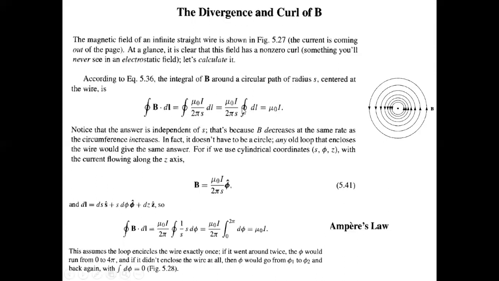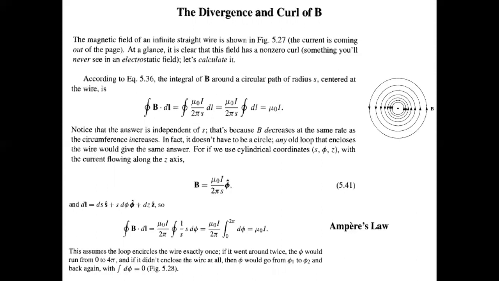So here you're replacing this one by 2 pi s, which will actually cancel out with this 2. So the answer is independent of s. That is because B decreases at the same rate that the circumference increases. In fact, it doesn't have to be a circle. Any old loop that encloses the wire would give the same answer.